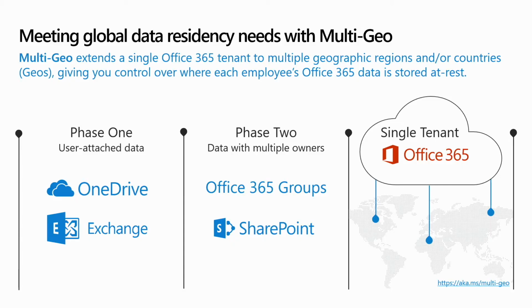We've released Multi-Geo and are in phase 1. Multi-Geo is available for user-attached resources, so you can control where each user's Exchange Online mailbox content and their OneDrive for files are stored at rest. This is available now. In phase 2, we're going to be looking at storage at rest for resources that may have multiple owners, like a SharePoint Online site or an Office 365 group. We'll share details on the availability for shared resources in the near future.